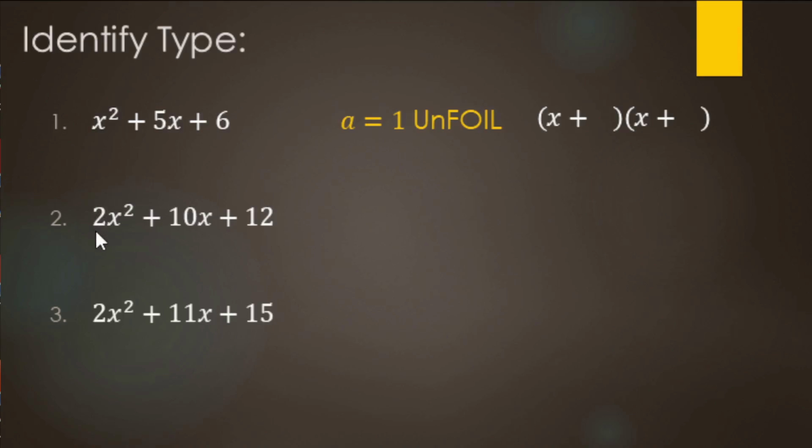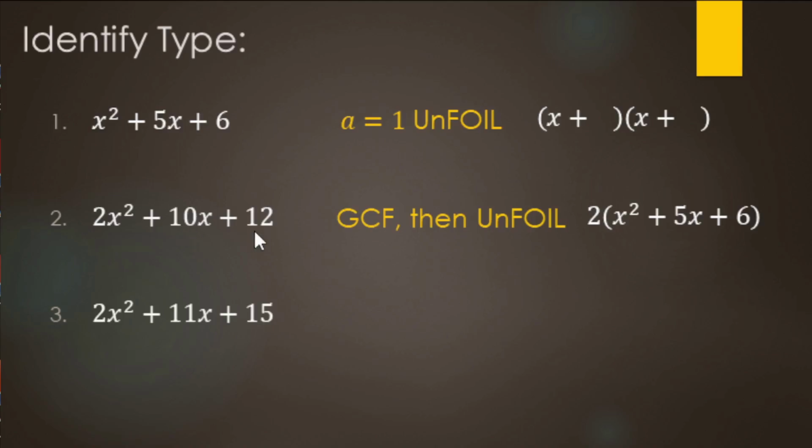It equals, in this case, 2. Now also notice that a 2 divides into the 10 and the 12. So 2 divides all three of these. They have a common factor. So basically what you're going to do is undistribute the 2 from all three terms. So divide by 2, divide by 2, divide by 2.